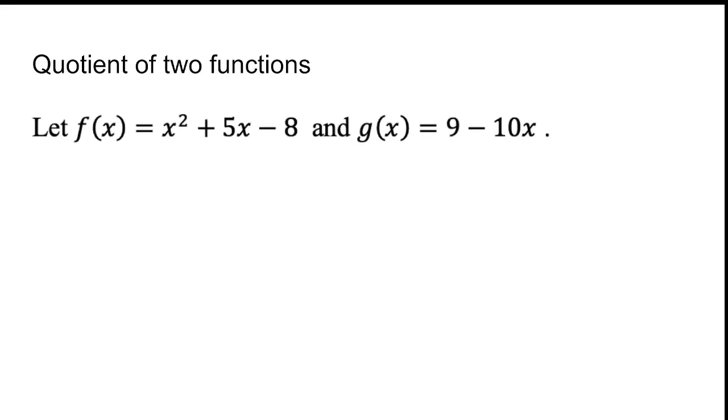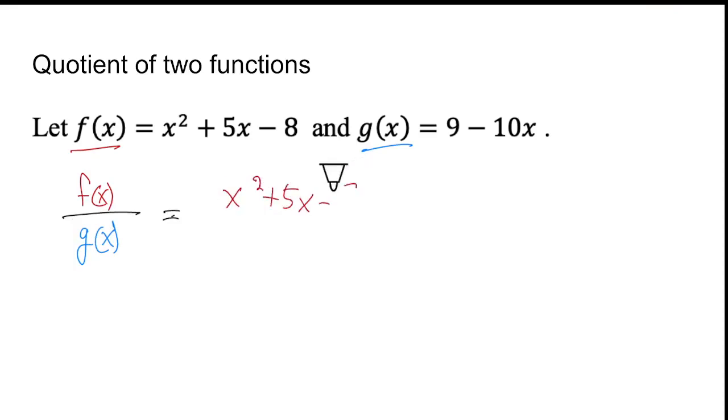Quotient of two functions, this is actually one of my favorites because it's really so easy. We're given two functions and we're asked to find their quotient. So again, we'll go ahead and use some color coding. The thing that makes it so easy is most of the time we're going to have functions that don't really reduce. So all we end up doing is writing out the numerator, x squared plus 5x minus 8, fraction line, the denominator, 9 minus 10x, and we're done.